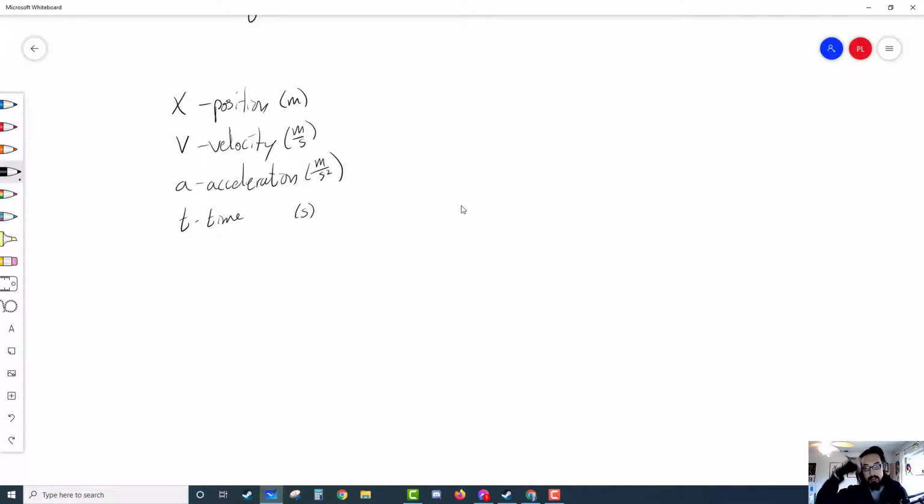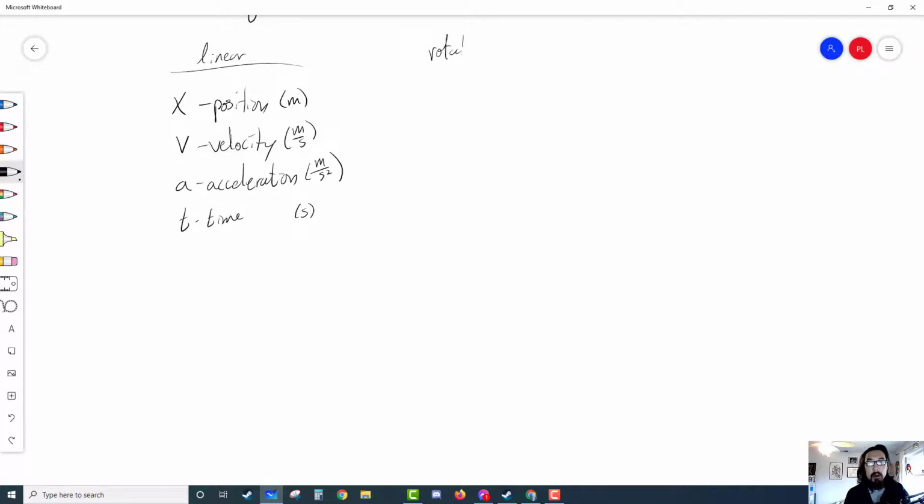So you can kind of see this cascading effect of how we go from one variable to the next. Meters per second squared, and then of course seconds. All right, so this is what we call the linear kinematics, or the non-rotational stuff. Okay, now let's do the rotational kinematics.